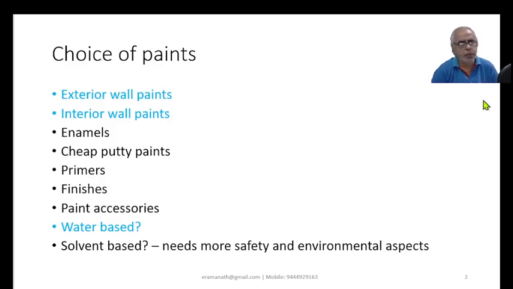Before taking up this project, you should be aware of the choice of paints. For example, as far as wall paints are concerned, you have to choose exterior or interior paints. Before taking up any surface coatings, we should be aware of the substrate where we are going to coat. Likewise, based on the substrate, we can have a variety of paints.